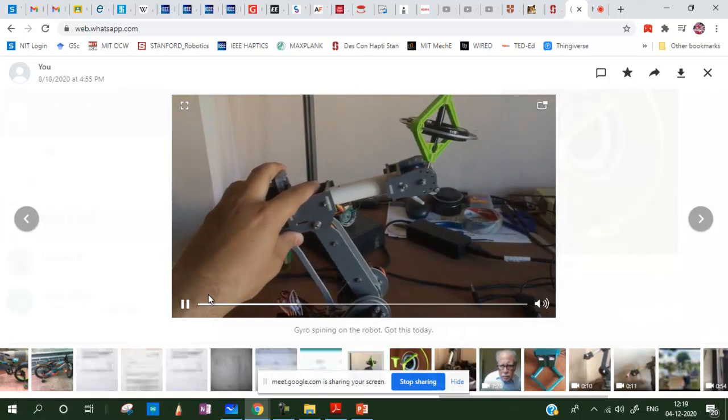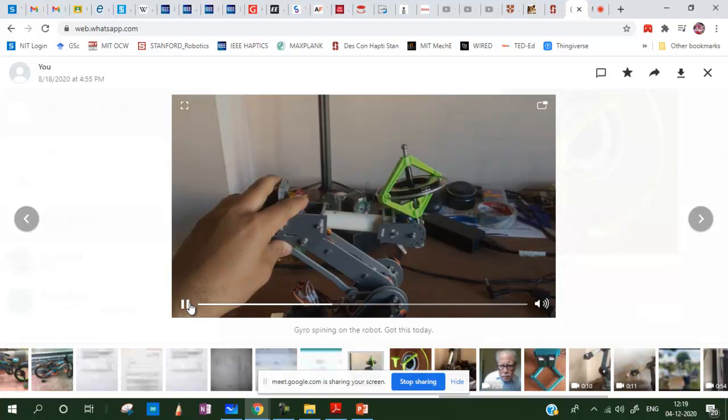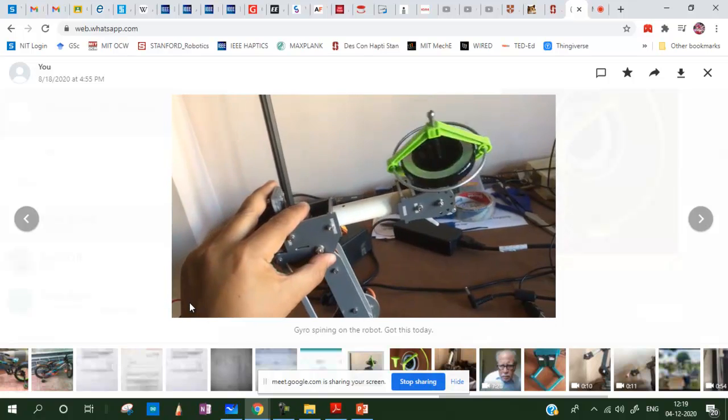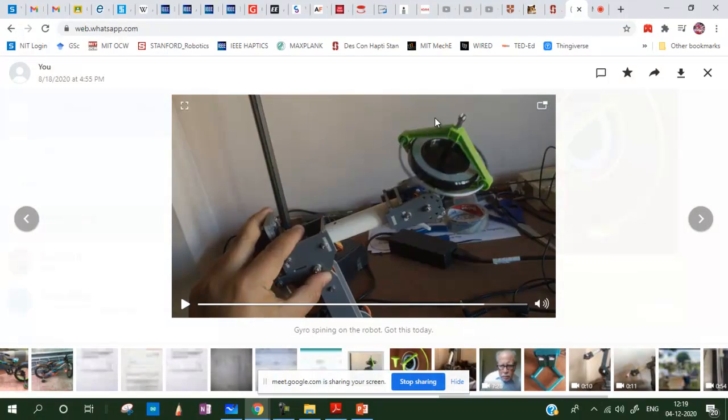See, I'm just controlling it on a robot, so the robot is not important here. The important is the gyroscope. It's a toy gyroscope. So I have brought it actually at home. So if you just see it clearly, are you able to see my cursor also moving?